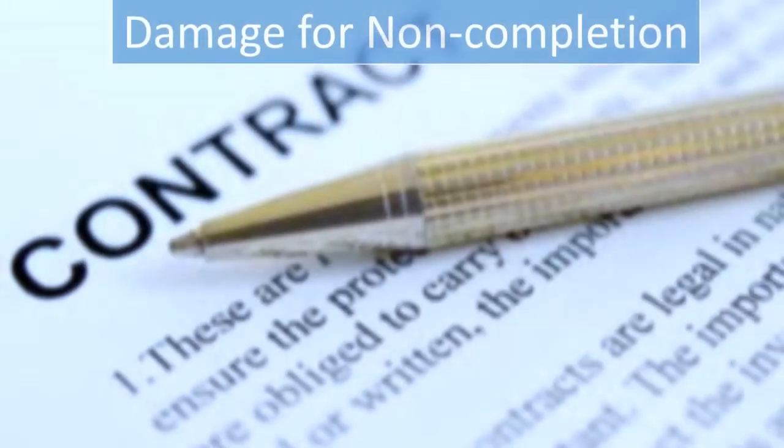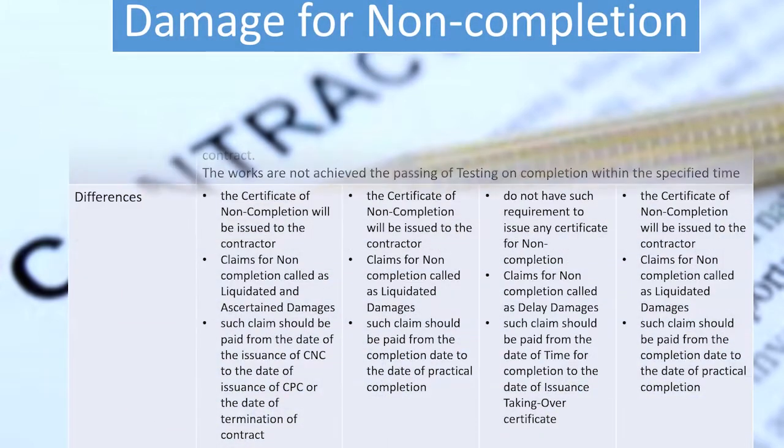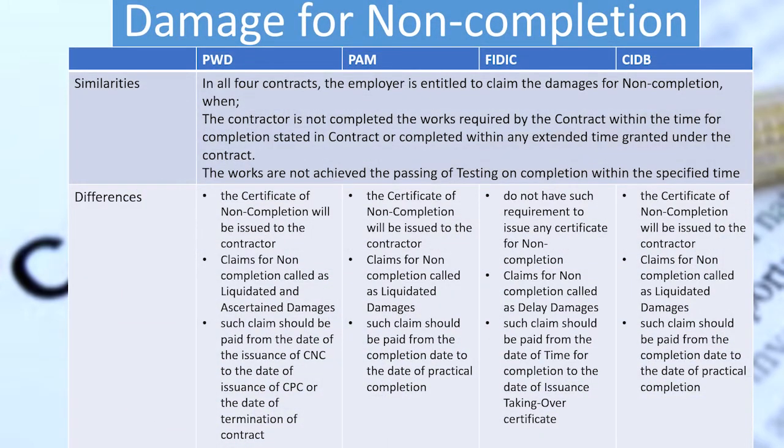The fifth issue is damage for non-completion. For the similarities, in all four contracts, the employer is entitled to claim damages for non-completion when the contractor does not complete the work required by the contract within the time for completion stated in the contract, or within any extended time granted under the contract, and the works do not achieve the passing of tests on completion within the specified time.